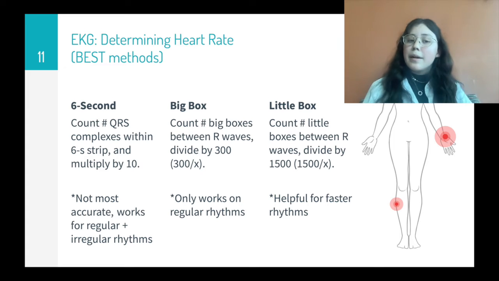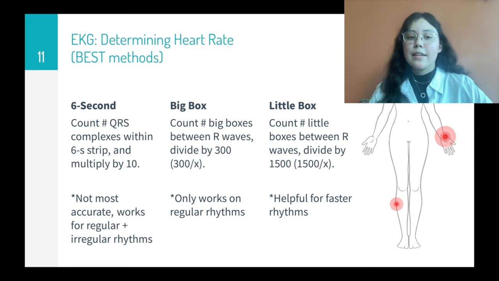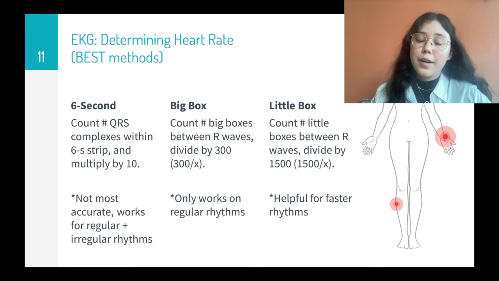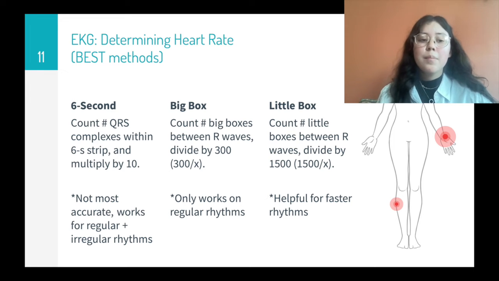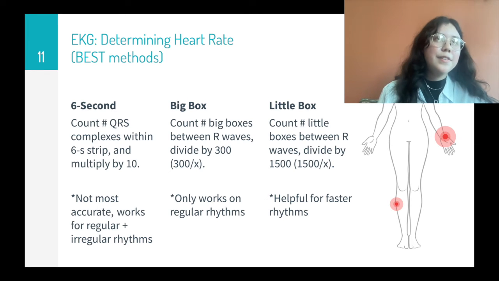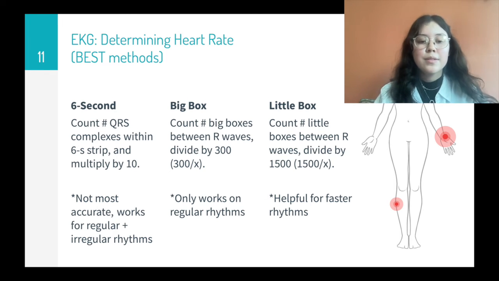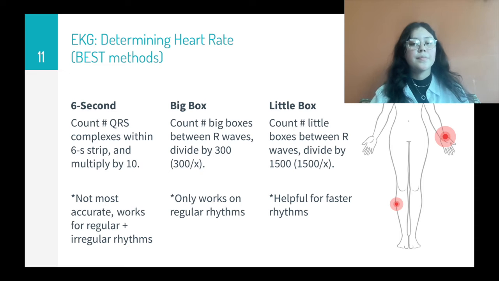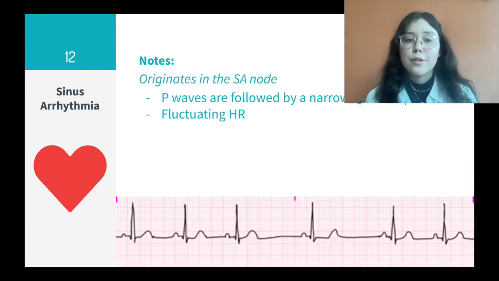Personally, I would do the 6-second method because it's the easiest to use and the least time consuming. The other two are very tedious, and I would not recommend them. But note that all of these are for basic analysis, not specific heart rates. It's not going to give you anything specific. It's just an average and about. So now that we've covered the basics, we can finally start to read different rhythms.